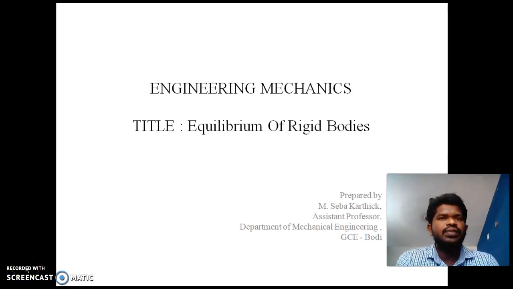Today we are going to see the topic of equilibrium of rigid bodies. Equilibrium means the net effect of all the forces acting on the body is equal to 0, or the summation of all the forces acting on the body is equal to 0. In proper terms, in equilibrium, the body is initially at rest and always at rest, or the body is moving with constant velocity, always moving with the same velocity. That's the equilibrium.